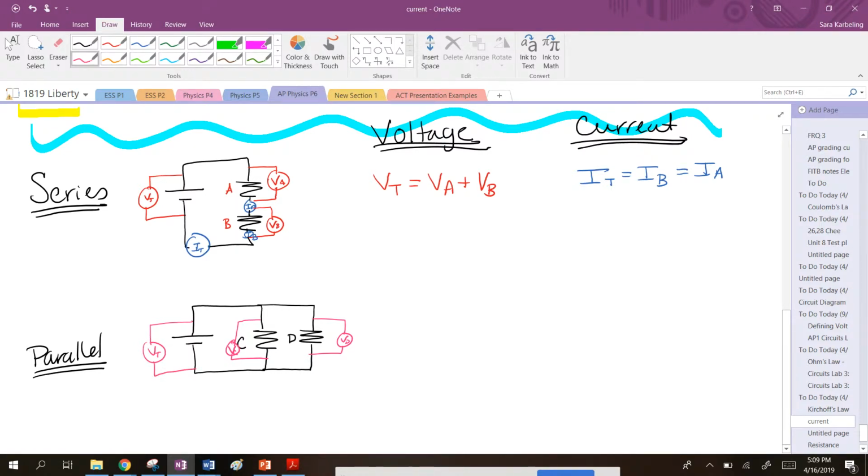And hopefully what you found when you measured the voltages is that the voltage total in parallel is equal to the voltage across C, which is equal to the voltage across D.